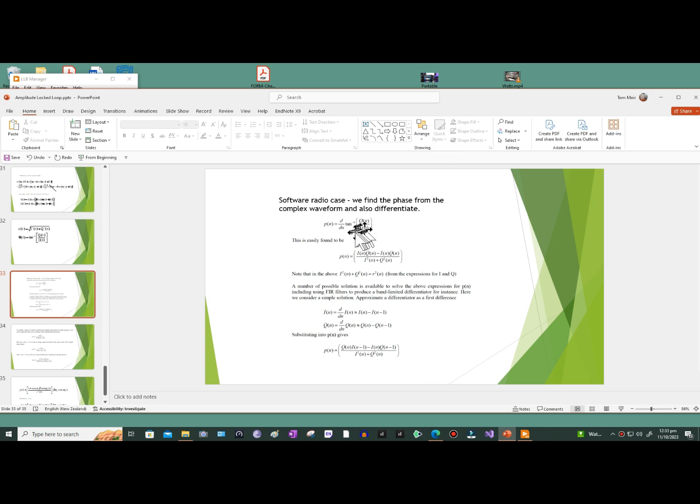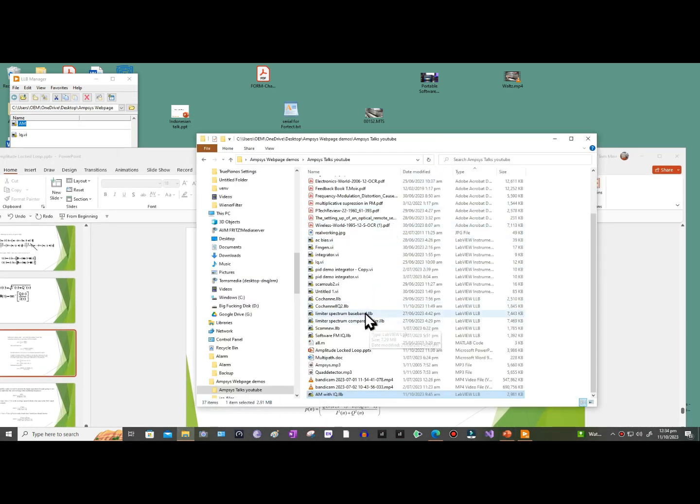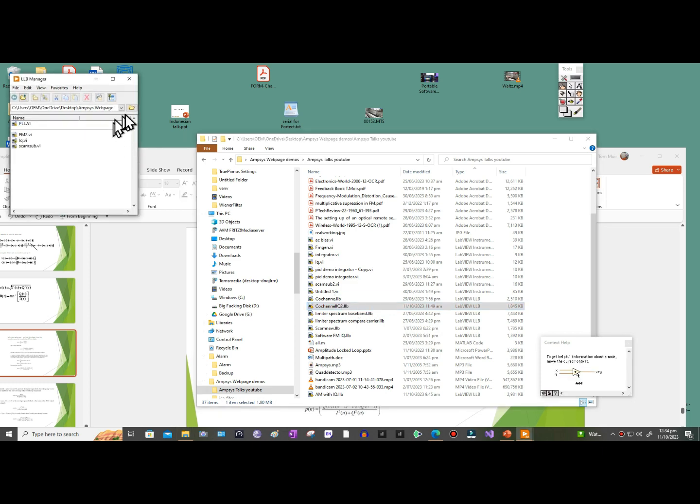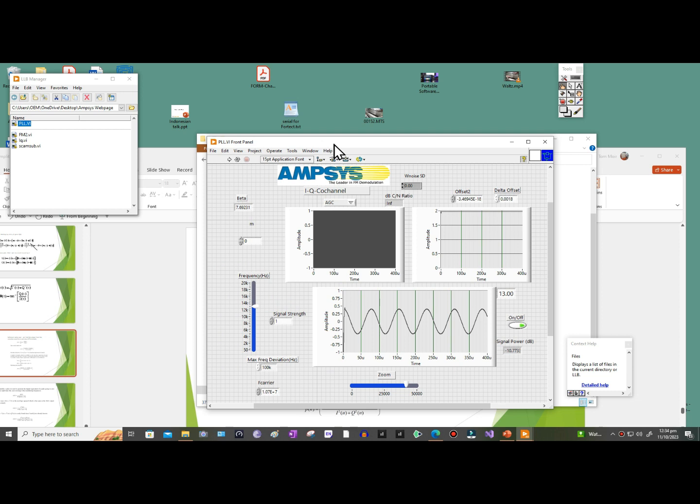The other way would be to somehow use this arctan and differentiate it with an approximate differentiator, and that's another way to do it. But I've shown you this working before. Let's hope this works. Yeah, okay. So this is FM. It's a lot more complicated.